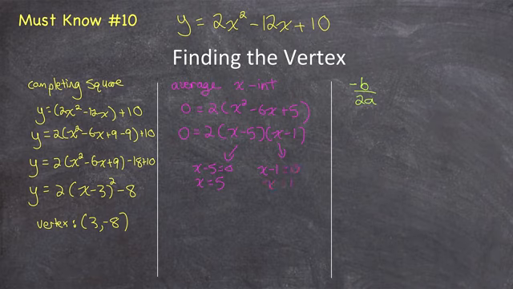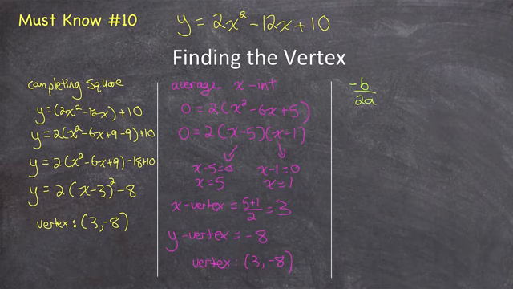Now I know the vertex is going to be right in the middle of the x-intercepts. So for the x-coordinate of the vertex, I just have to average 5 and 1. So add them and divide by 2, and I figure out the x-coordinate of the vertex is 3. And then to find the y-coordinate, I can just use the standard form equation of the parabola. Just replace each of the x's with 3, and you'll get a y-coordinate of negative 8.